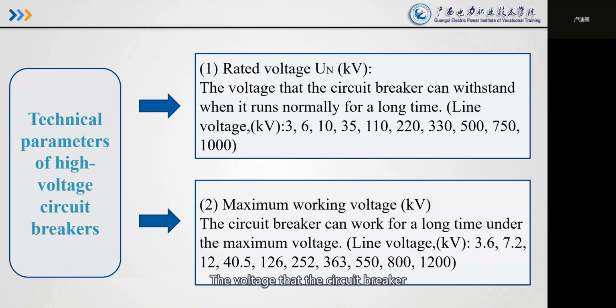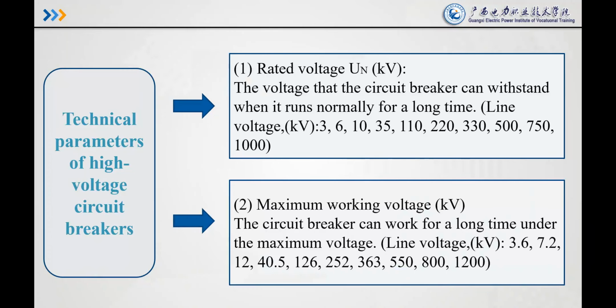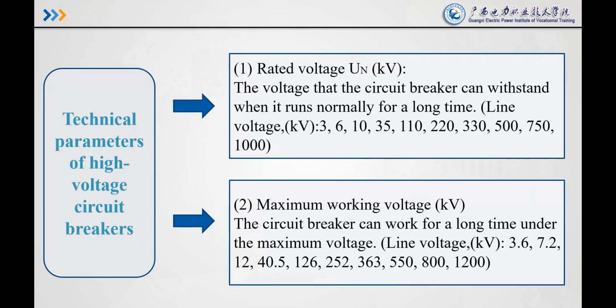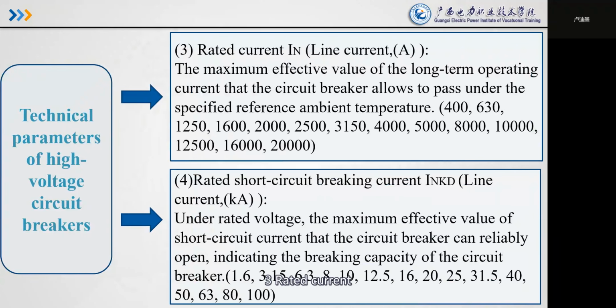Technical parameter of high voltage circuit breakers. 1. Rated voltage. The voltage that the circuit breakers can withstand when it runs normally for a long time. 2. Maximum working voltage. The circuit breakers can work for a long time under the maximum voltage. 3. Rated current. The maximum effective value of the long-term operating current that the circuit breakers are allowed to pass under the specific reference ambient temperature.